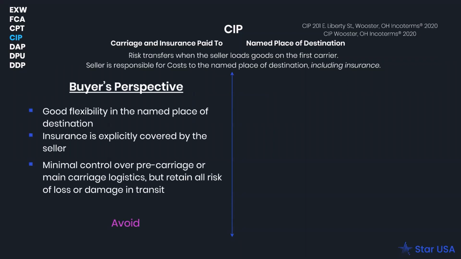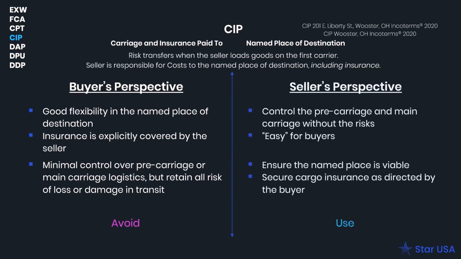From the buyer's perspective, benefits are good flexibility in the named place of destination, and insurance is explicitly covered by the seller. So those are some good advantages. And the downside is you have minimal control over pre-carriage and main carriage logistics, and you retain the risk of loss or damage in transit. For that reason, again, you're accepting a risk for a part of the transportation where you don't have control, which makes it problematic if something goes wrong. So for that reason, I would recommend avoiding it, generally speaking.